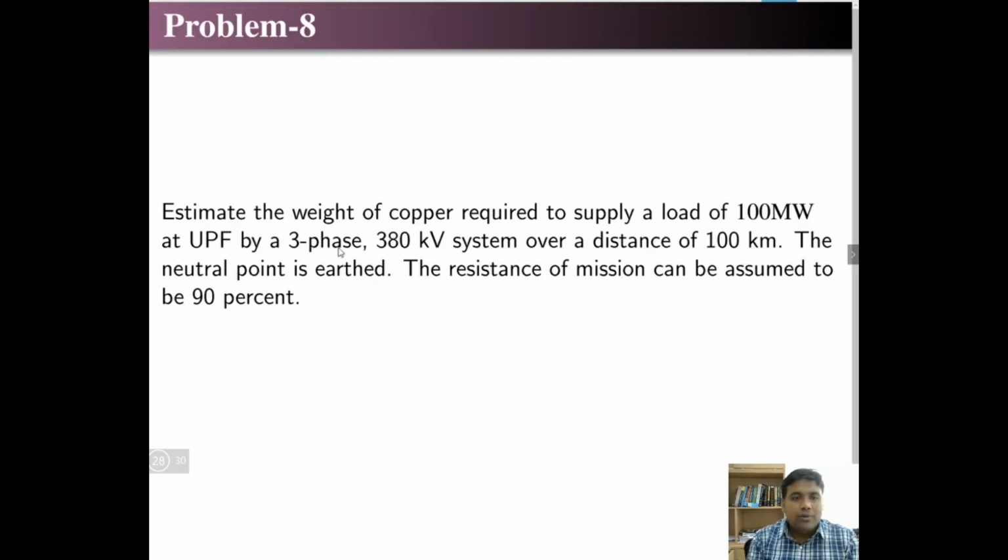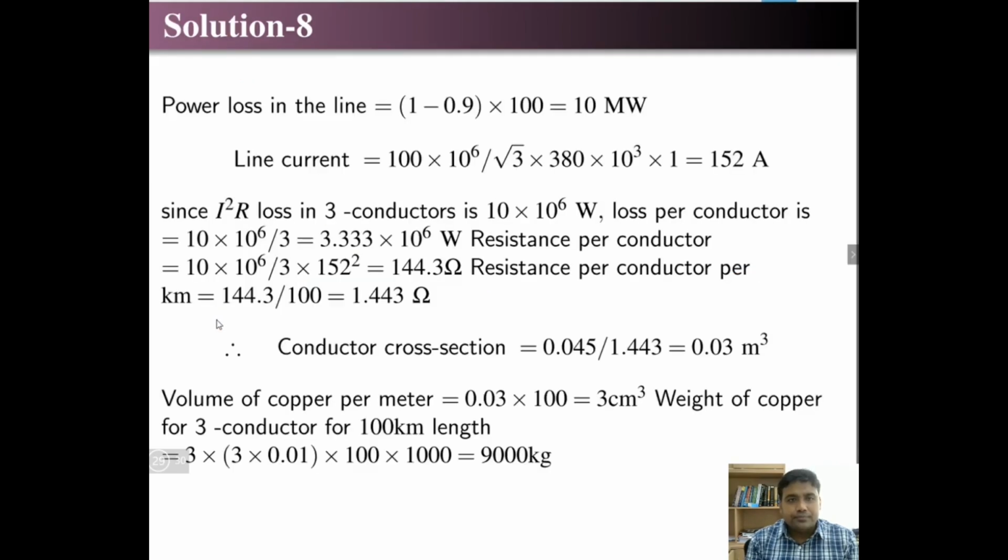Now in the last problem, problem number 8, we are going to estimate the weight of copper that is required to supply a load of 100 megawatt at unity power factor by a three-phase 380 kV system over a distance of 100 kilometer. The neutral point is earthed. The efficiency of the system can be assumed to be 90%. So the power loss is 1 minus 0.9 into 100, that is 10 megawatt.